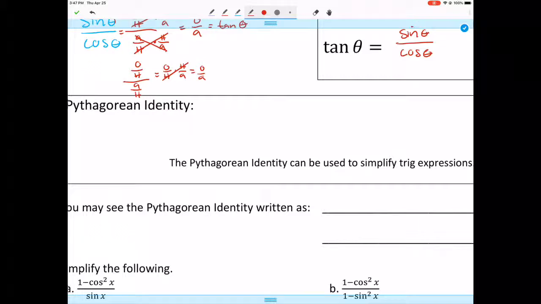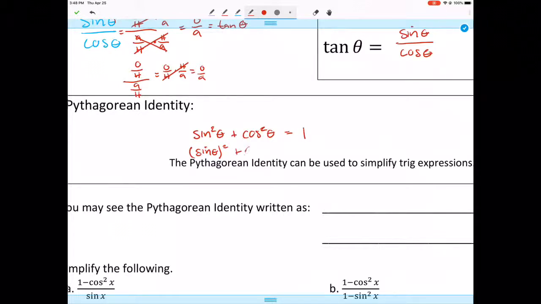Anyways, this is sine squared of theta plus cosine squared of theta is equal to 1. Okay, and this is the same thing as if you did sine of theta squared plus cosine theta squared equals 1. Okay.